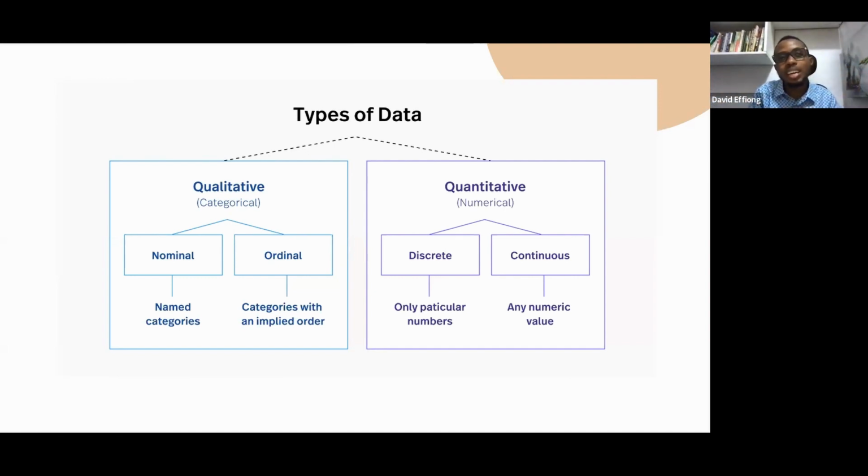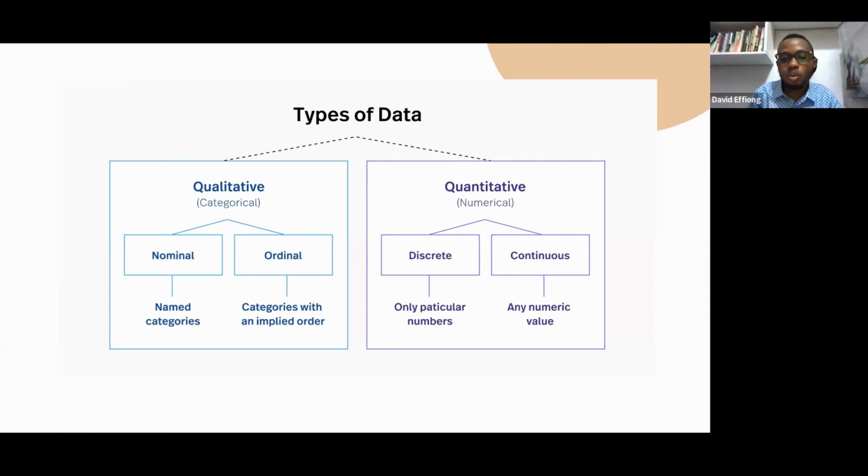So the data for that particular kind of shirts, they have small, medium, large, extra large, and all that. So that is categorical data, but then it implies an order. It has a certain kind of order. So that's why it's called ordinal data.